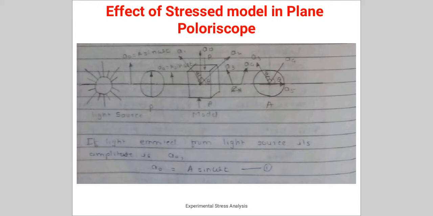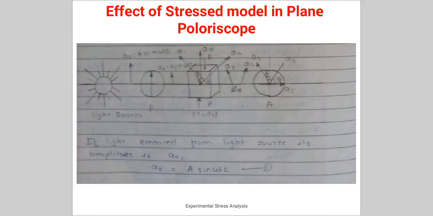If this light source is coming out from the polarizer, again the amplitude is the same, because the polarizer acts only as a filtering device. So there is no change in amplitude. Before the polarizer and after the polarizer, whatever the amplitude of the light source is, it is the same, that is A0 = A sin omega t.